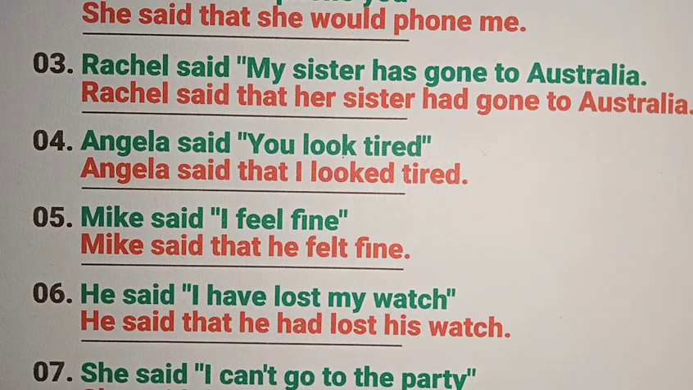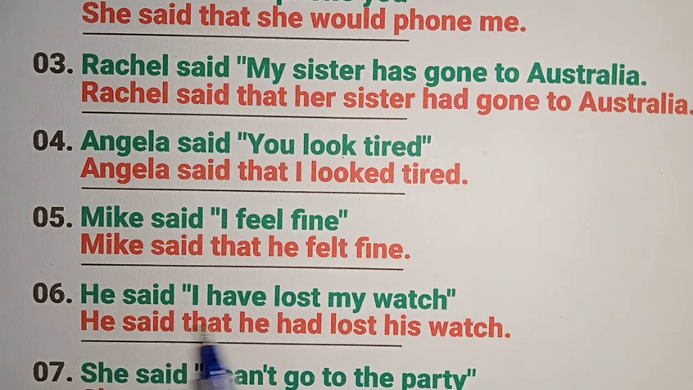So I report some information about Mike to a third party. Mike said that he felt fine. You can understand we use the conjunction that to join the two sentences. Even without that, you can do this. Mike said he felt fine, but it is better if we use that. Mike said that he felt fine. Now look at number 6.